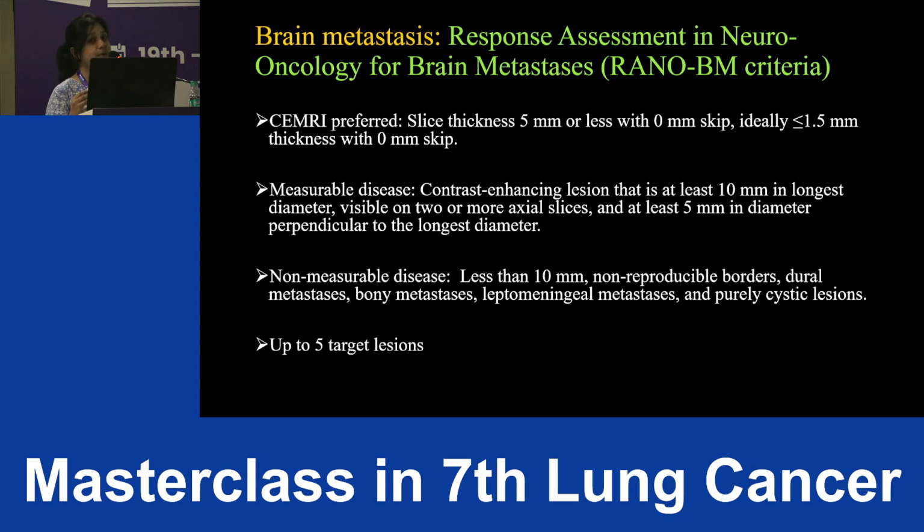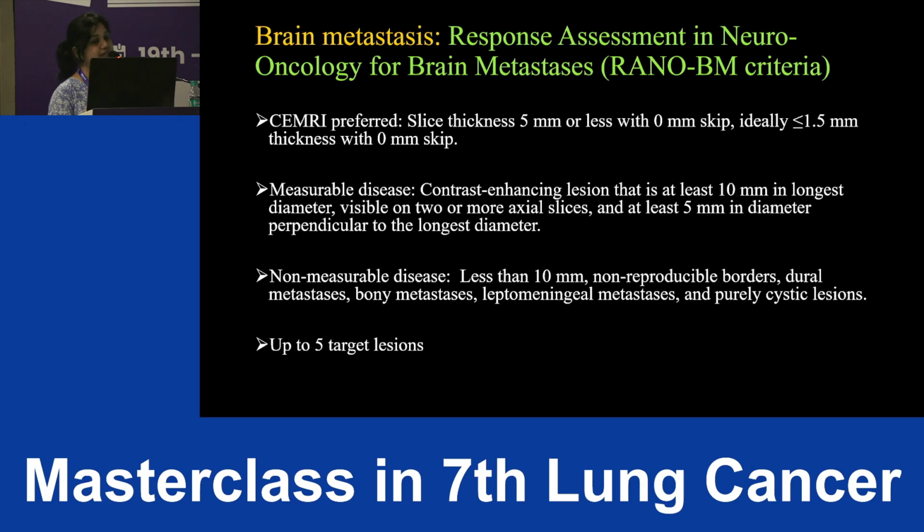In RECIST, if you remember, we can select a maximum of 2 lesions per organ, whereas over here, we can select 5 target lesions. Contrast-enhanced MRI is the preferred modality, and the minimum slice thickness should be 5 without any skip. And what is a measurable disease? A contrast-enhancing lesion which is at least 10 millimeter in longest dimension, visible on 2 or more axial slices, and at least 5 millimeter in diameter. It should have a component perpendicular to the longest dimension.